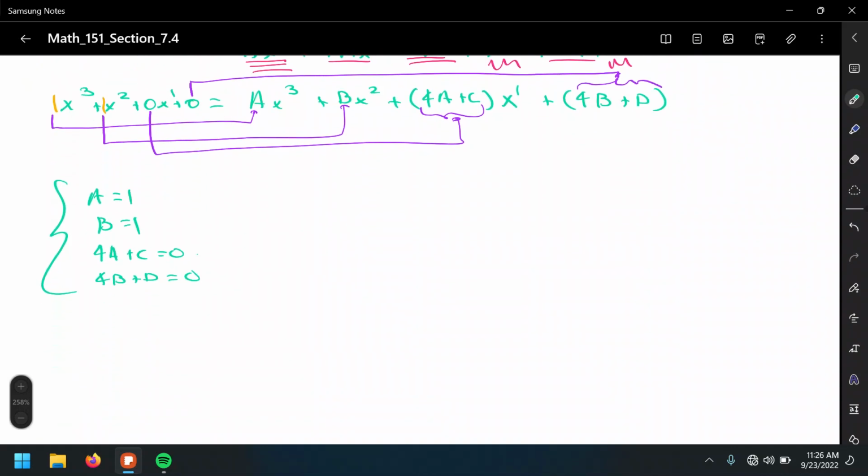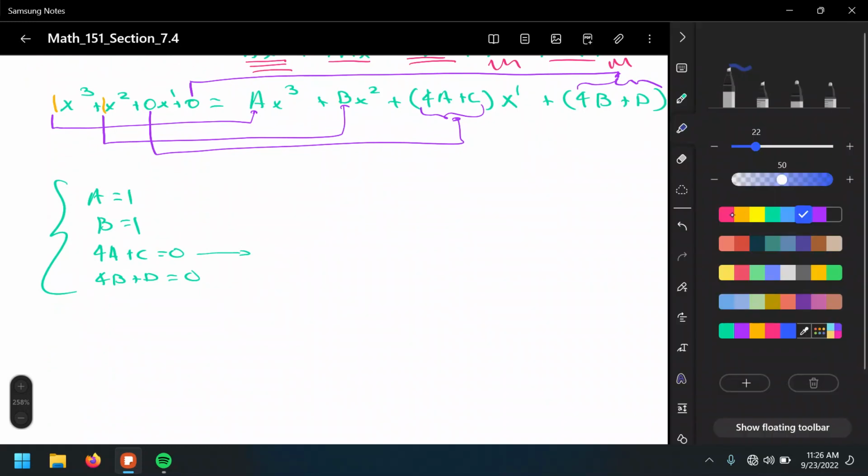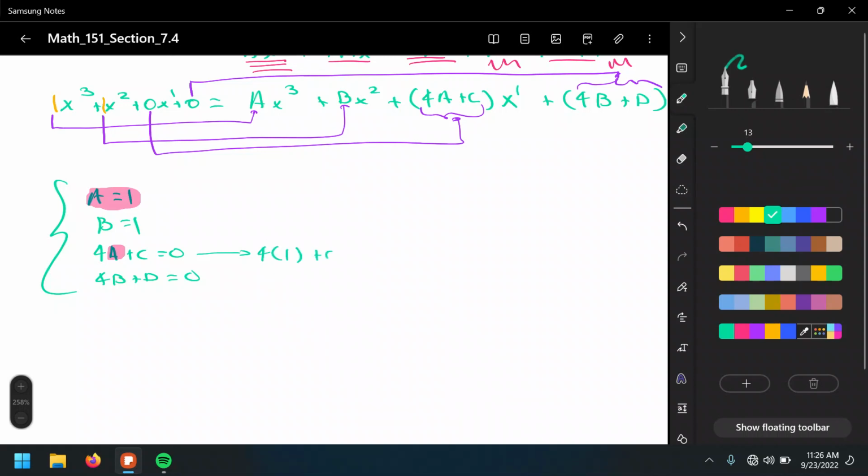So let's find the value of c. We can find the value of c by plugging in a equals 1 over here. So 4 times 1 plus c equals 0. That means c equals negative 4. And nope, this one.